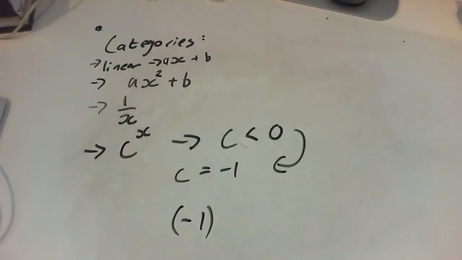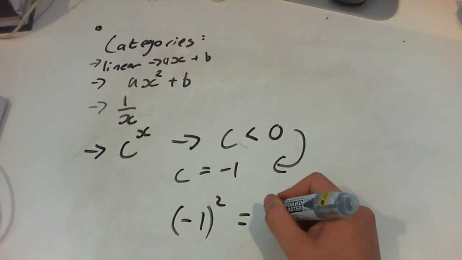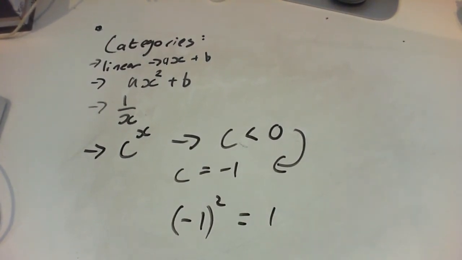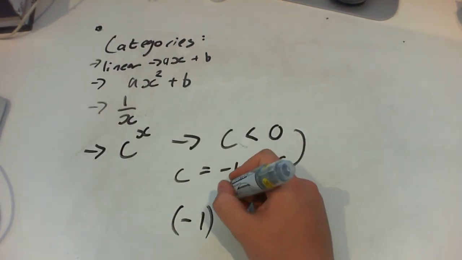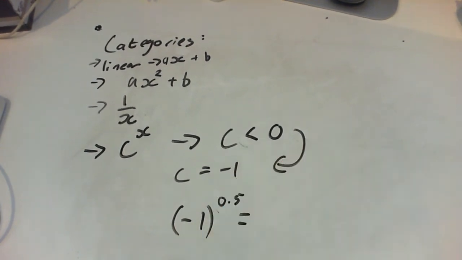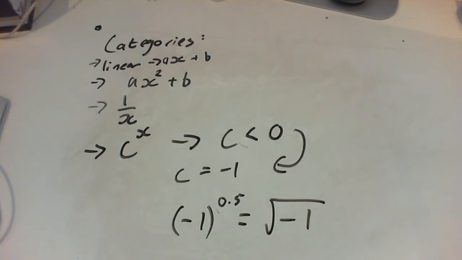Negative 1 to the power of 2 is fine. That's equal to 1. But what happens when we get to negative 1 to the power of negative 2? Well, not even that. Negative 1 to the power of a half, because that's definitely possible in this situation. What is something to the power of a half? What that means is the square root of that number. And what is the square root of negative 1?